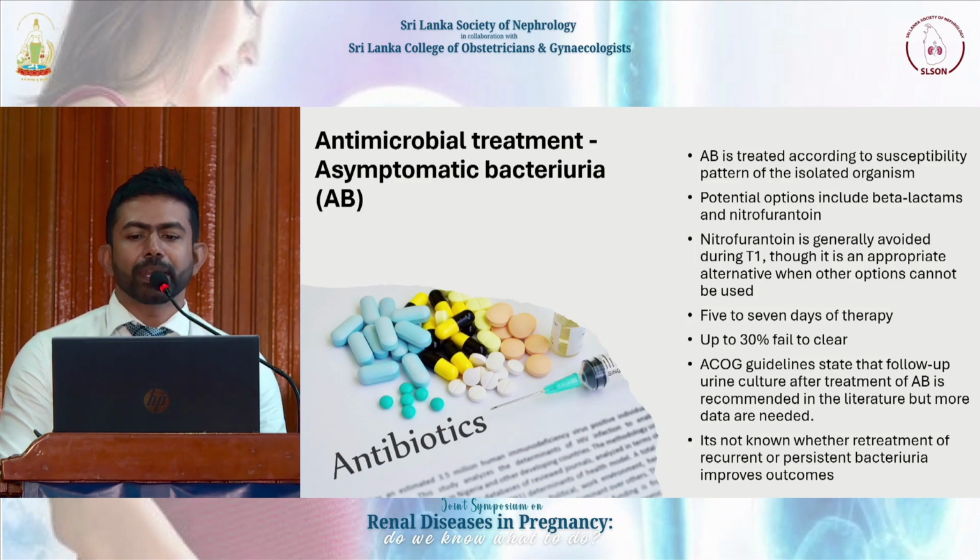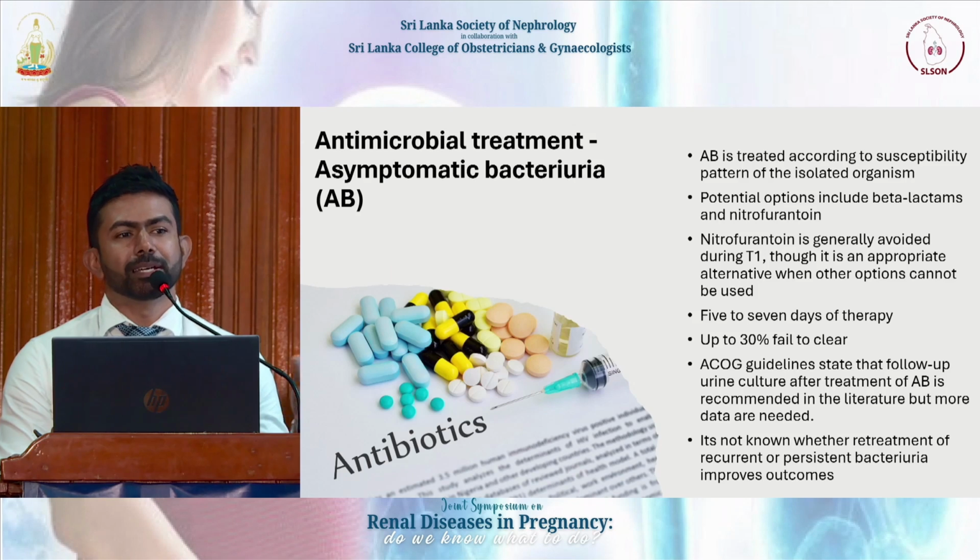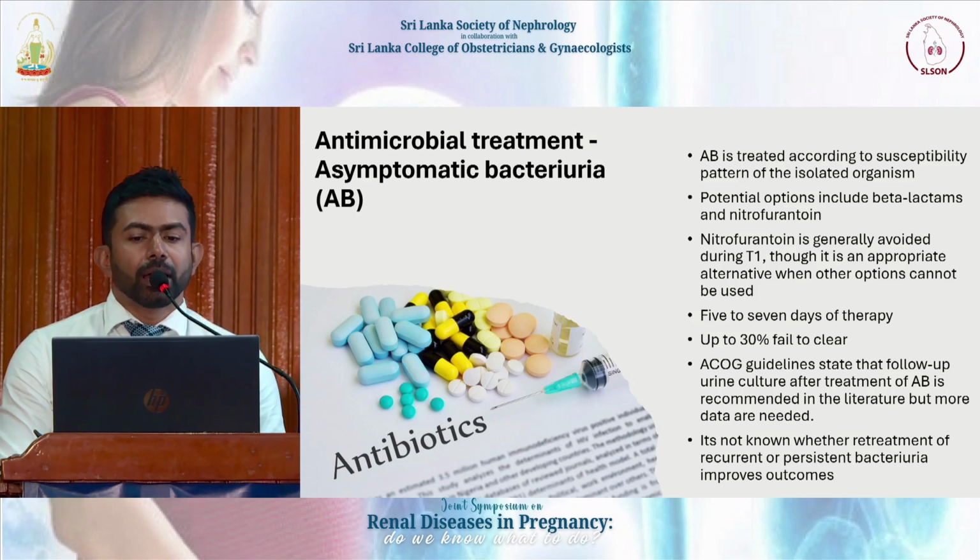The common antibiotics we use in pregnancy either to treat UTIs or asymptomatic bacteriuria are the beta-lactams, either penicillins like amoxicillin or co-amoxiclav, or oral cephalosporins like cefalexin, cefuroxime or cefixime. These two classes of antibiotics are commonly used because of the relative lack of toxicity towards the fetus, right?